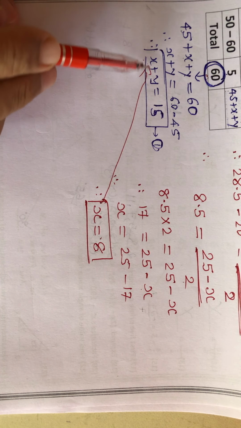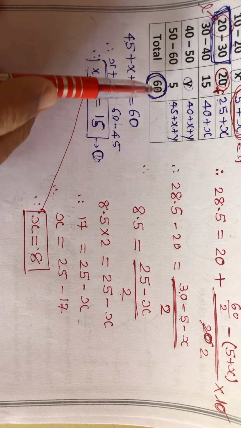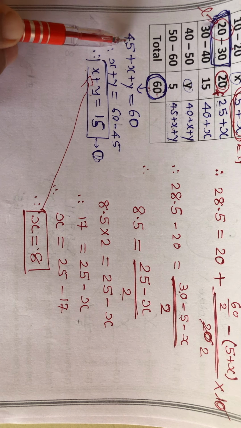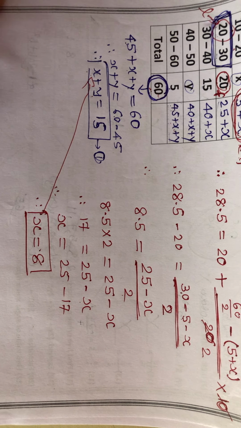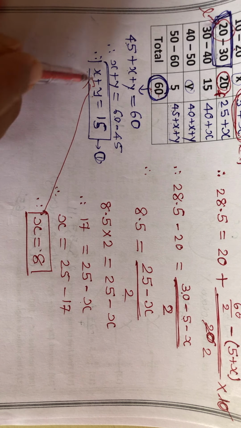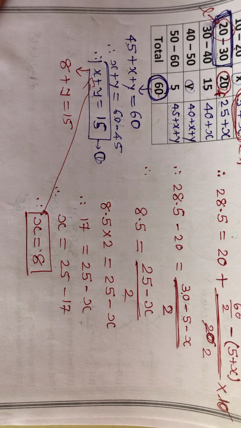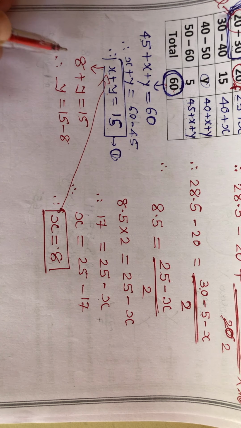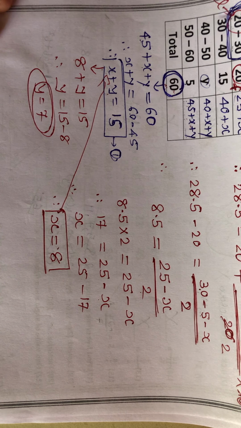We know the equation x plus y is equal to 15. Where did it come from again? These two numbers are always equal. So 45 plus x plus y is equal to 60. So plus 45 becomes minus 45. 60 minus 45 is 15. x plus y is 15. So substitute x is equal to 8. So 8 plus y is equal to 15. Therefore y is equal to 15 minus 8. Plus becomes minus. So y is equal to 7. Simple. So our missing frequency x is equal to 8 and y is equal to 7.